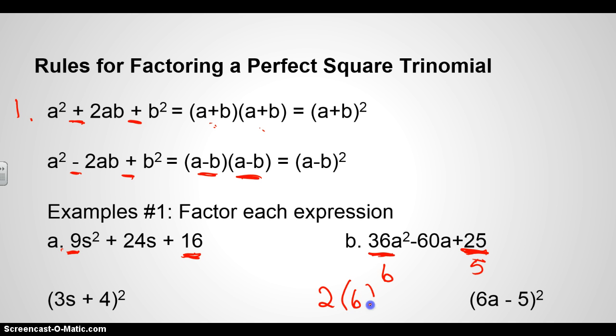of the first and the last term, does that give you 60? Yes, because 6 times 5 is 30, 30 times 2 is 60. So, when we look at this, when I factor it out, it's going to be 6a minus 5 squared.